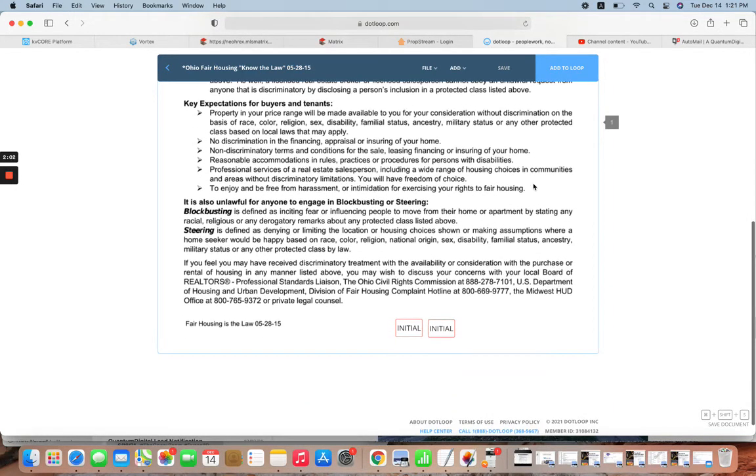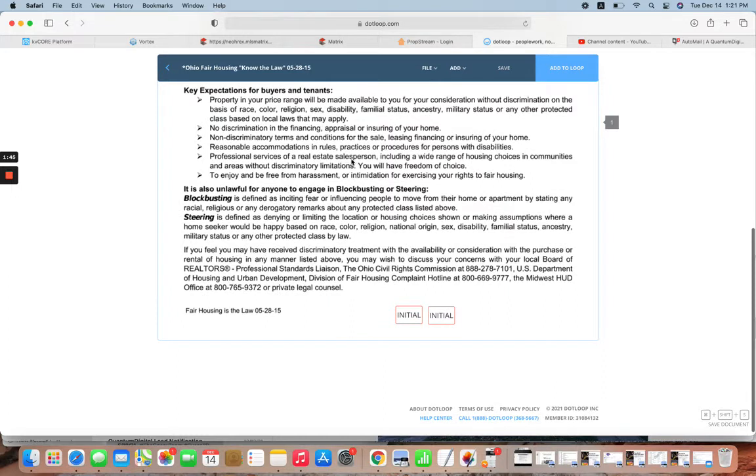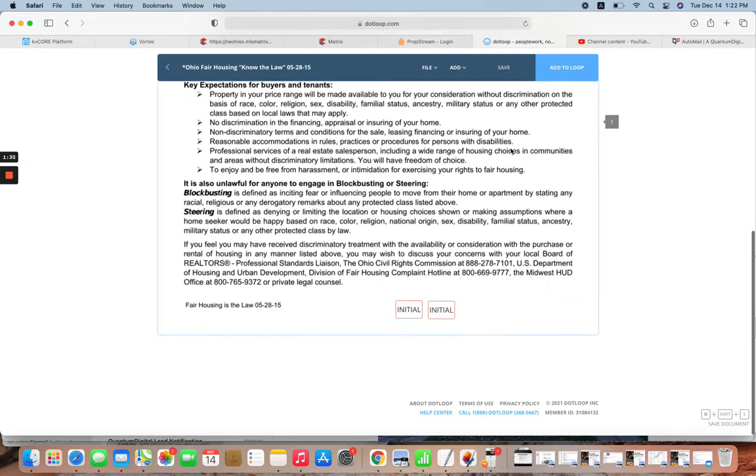For buyers and tenants, just know that if the property is in your price range, it will be made available to you for your consideration without discrimination, and that you won't be discriminated against in terms of financing, appraisal, or insuring your home. Reasonable accommodations in rules, practices, or procedures for persons with disabilities will take place. So that just means that, say you are handicapped and need a little extra time to view properties. That's just one example, but you would be given the time to do so.